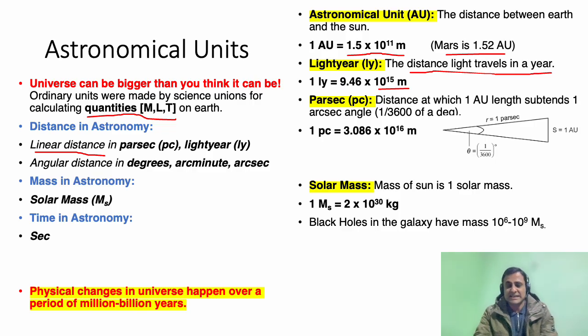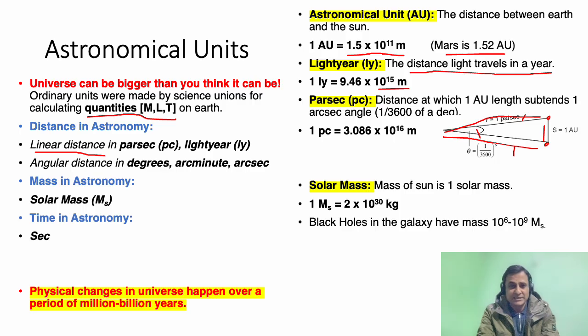This unit is called the parsec. The parsec is defined like this: if one astronomical unit length makes a 1 arc second angle at some distance, then that distance is 1 parsec. Suppose you have the Earth here, and here you have the Sun. This length we know is 1 astronomical unit, and we go far from this point, keep going till a place where this length makes a very small angle equal to 1 arc second. Then this distance, this line, is called 1 parsec.